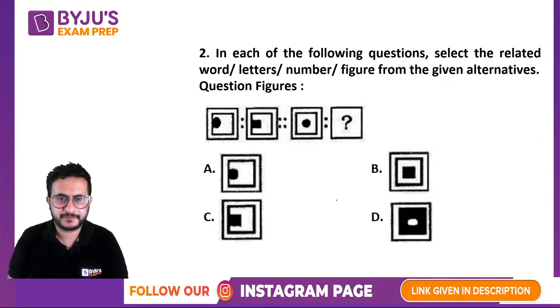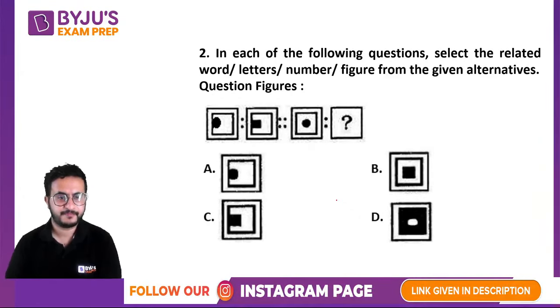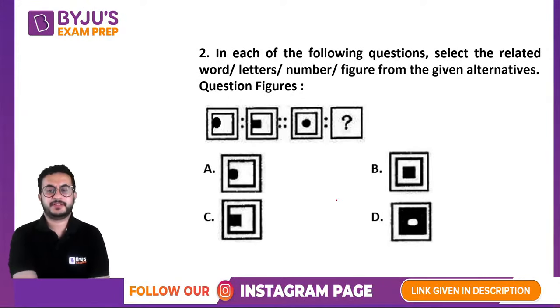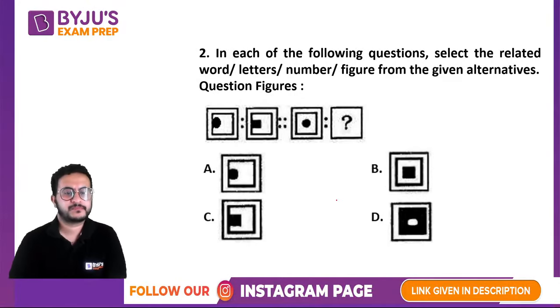Again, this is also a very easy analogy. A relation is given between the first two figures. The same relation should exist between the third and fourth figure. So if we see, there is a circle and it becomes a square. Now in this case, the circle is at center, so the square should be at center. So we can directly reject all those. You can directly say that the answer is B.